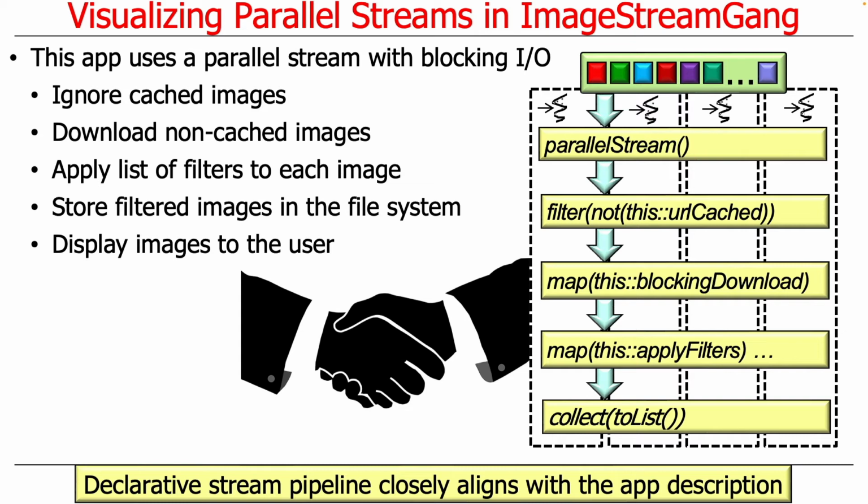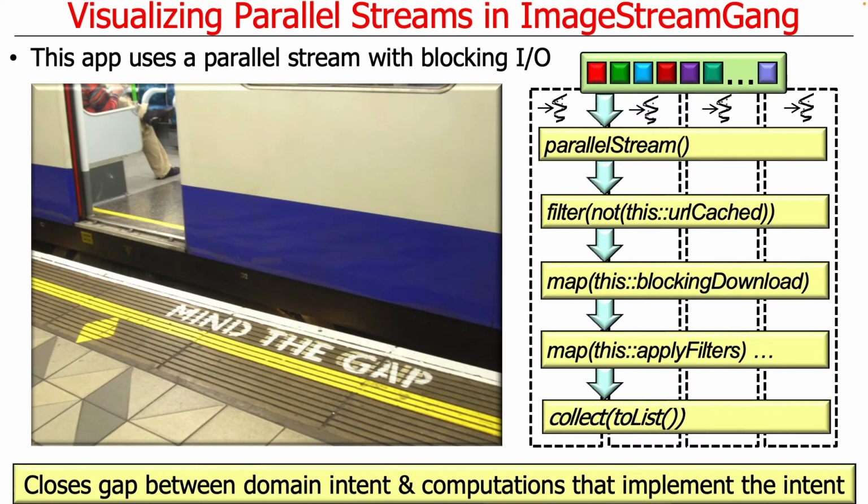So you can see we ignore cached images. That's the filter step. We download the images that were not cached. That's the download step. We apply the filters. That's the apply filter. And we also combine that with storing them to the file system using the decorator pattern. And then we collect the results and we display those things. So it's nice because it's very high level.